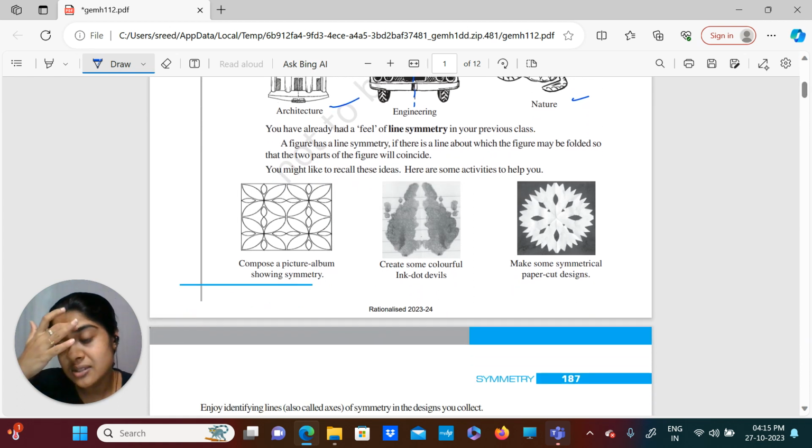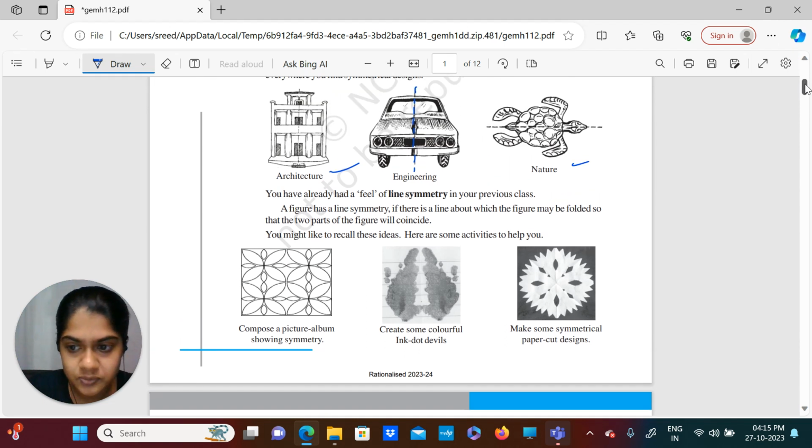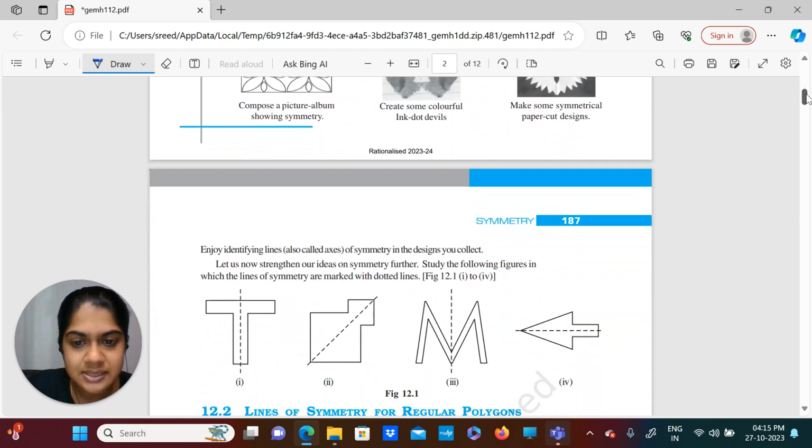Or you can just imagine, you can just fold. If you can fold an object into two identical halves, then that object is said to be exhibiting symmetry, and that fold is the line of symmetry. So that is basically symmetry.